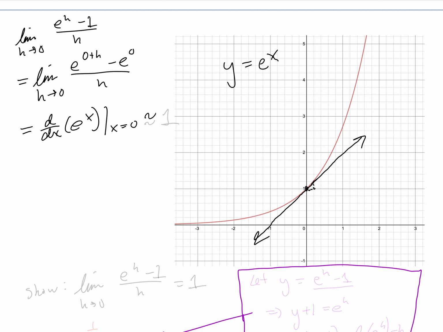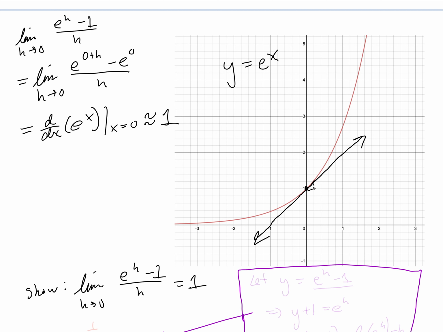So right now we're approximating that as being approximately 1. It is, in fact, equal to 1, and we'll prove that right now. We are going to show that the limit as h goes to 0 of (e^h - 1)/h is equal to 1. In order to show that, we're going to do a few substitutions.